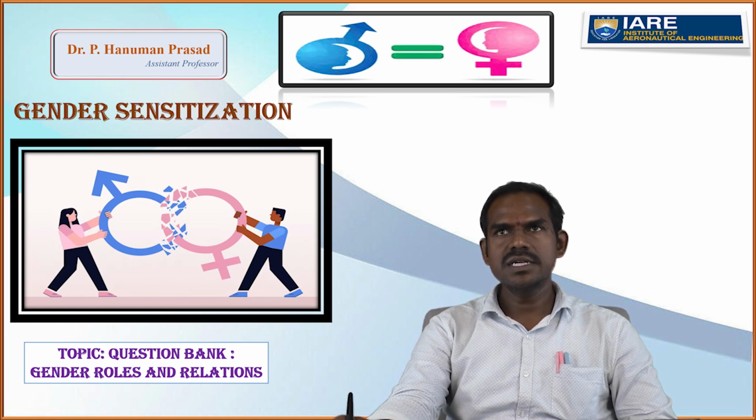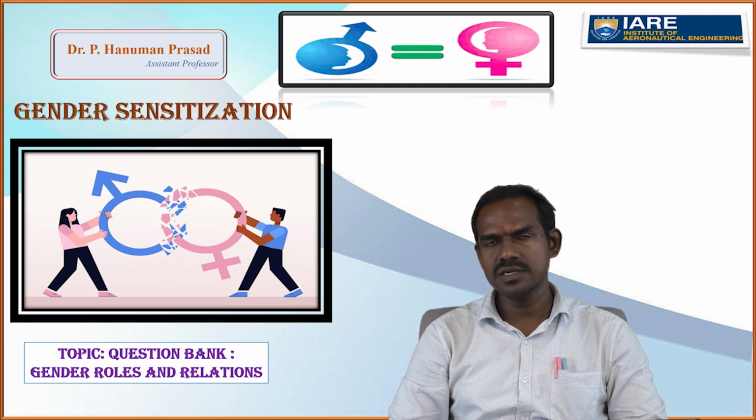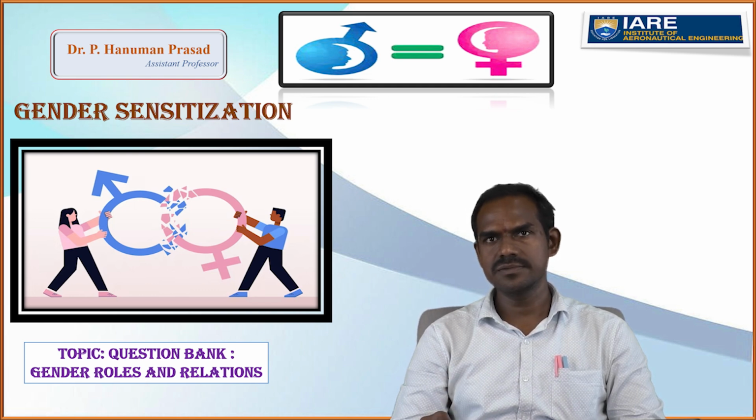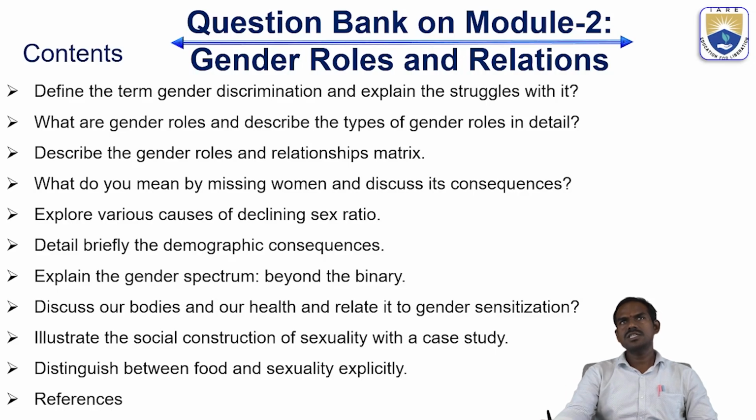Now, let's discuss what are the questions that we will cover in the question bank from this Module 2, Gender Roles and Relations, or Gender and Biology. The questions from this Module 2 are: define the term gender discrimination and explain the struggles with it. The second question is: what are gender roles and describe the types of gender roles in detail. The third question is: describe the gender roles and relationships matrix. The fourth question is: what do you mean by missing woman, and discuss its consequences.